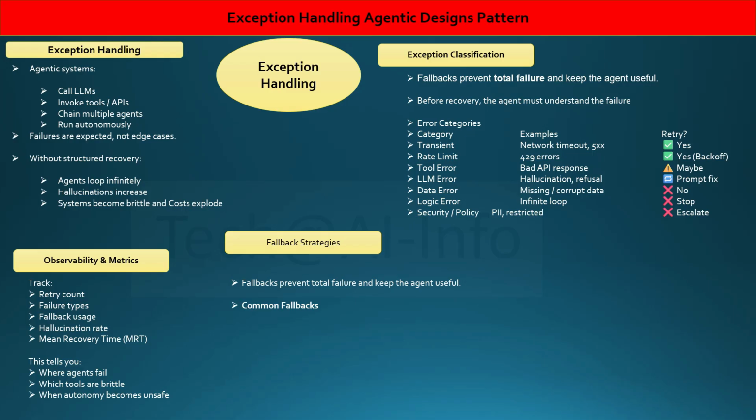Right. The common fallback: LLM hallucinations. What fails here? The LLM produces incorrect or fabricated output. It's often caused by overly open prompts, high temperature, and missing grounding context.